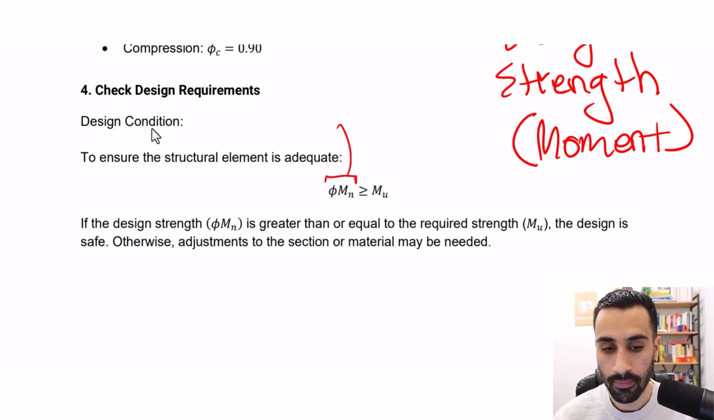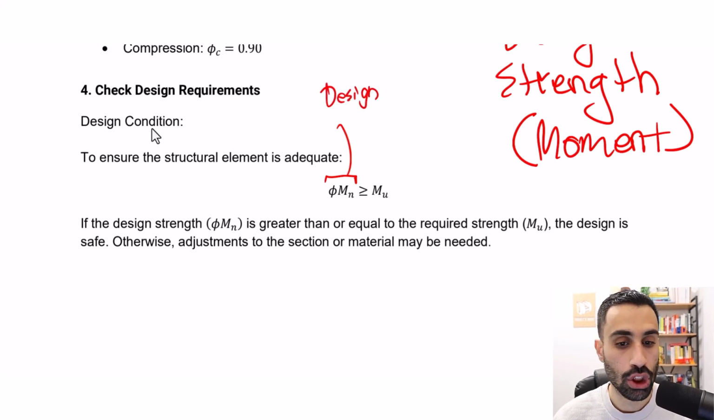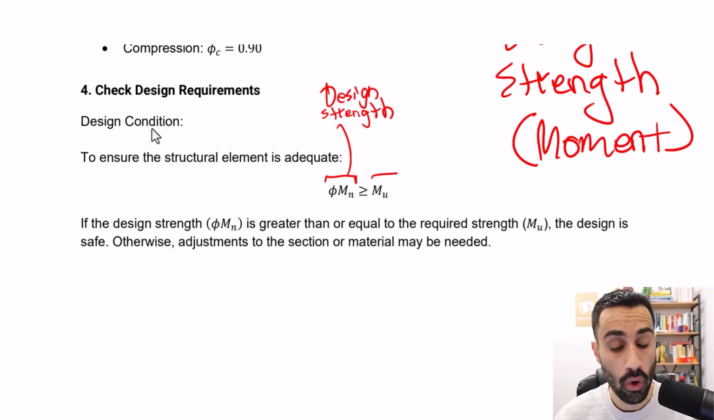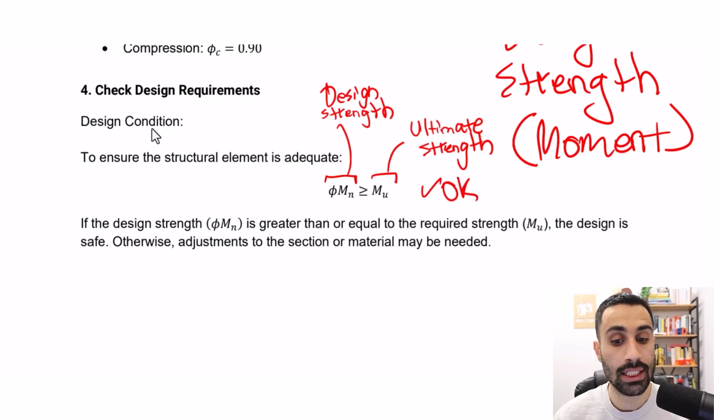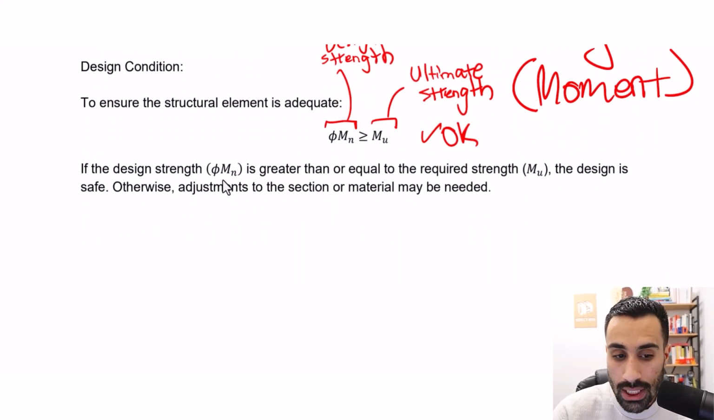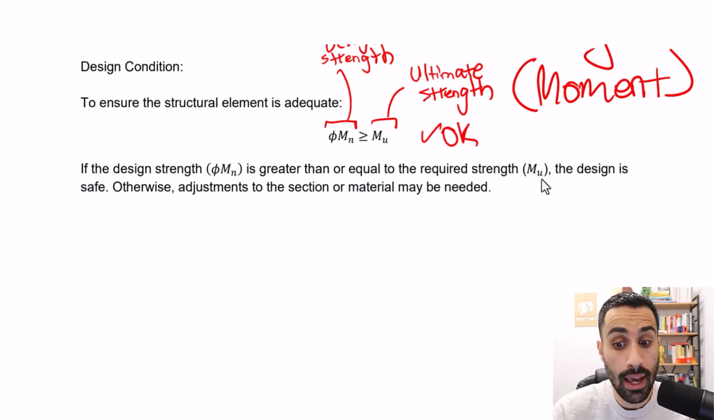This here is the design strength, or we can call that design capacity, to be bigger, definitely bigger than the ultimate strength. This is the ultimate factor strength, ultimate strength of the material. And if that's true, if this is satisfied, if it's bigger, we know we are okay. It's an adequate design. So here, if the design strength phi Mn is greater than or equal to the required strength Mu, the design is safe.